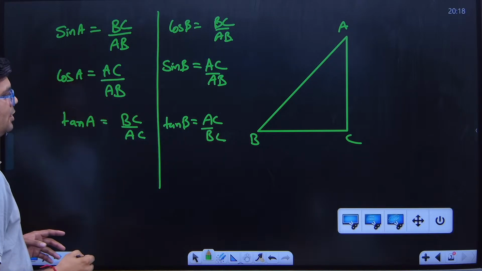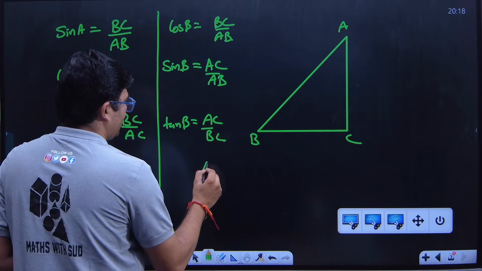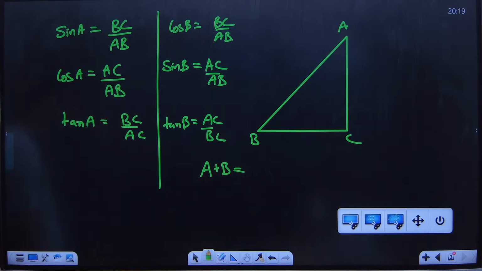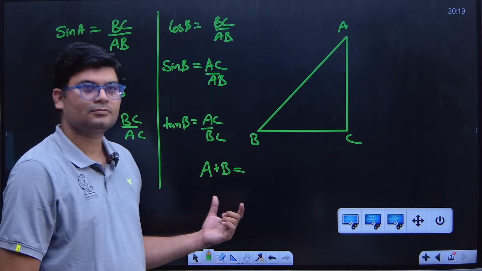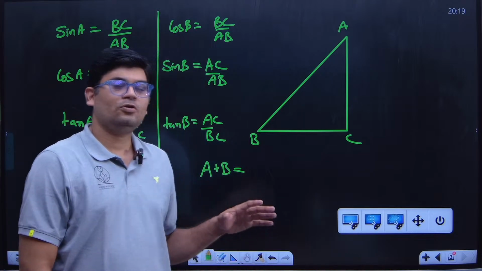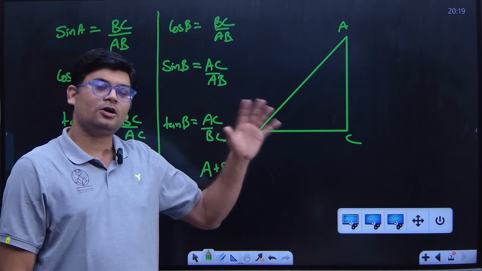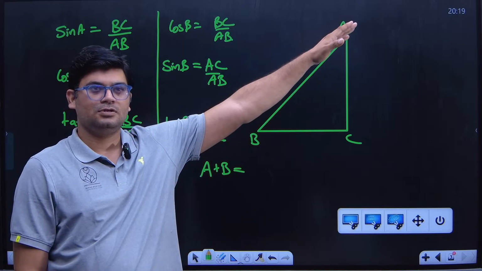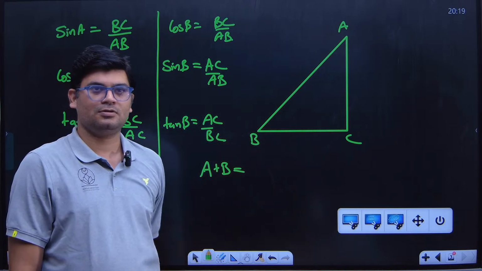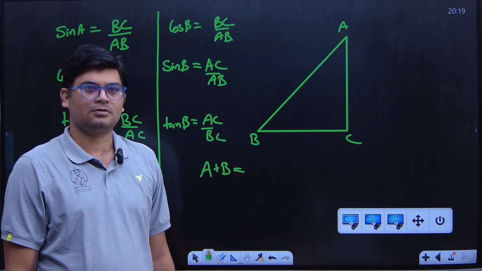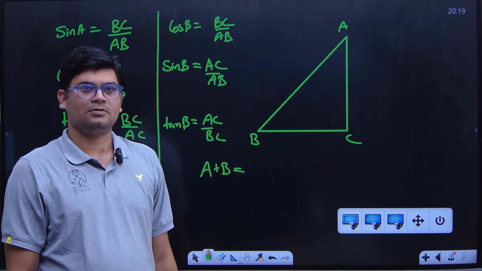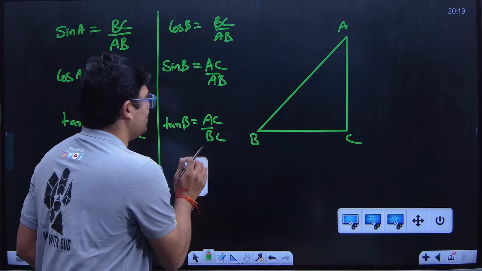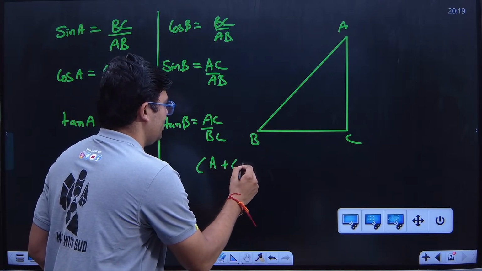Now see this. If I ask you, what is angle A plus B? Isn't it A squared plus B squared equals C squared? No, no, no. I am asking angles, not sides. What is angle A plus angle B? The angle C is 90 degrees. No, I'm asking the sum of two angles, angle A plus angle B.